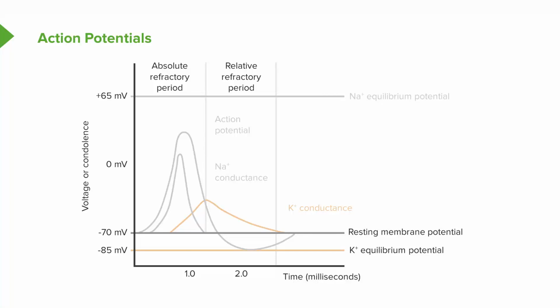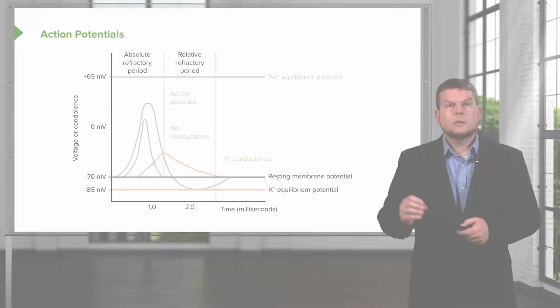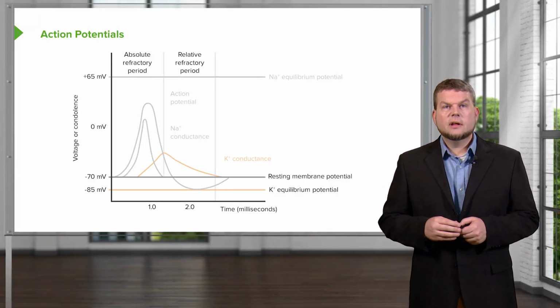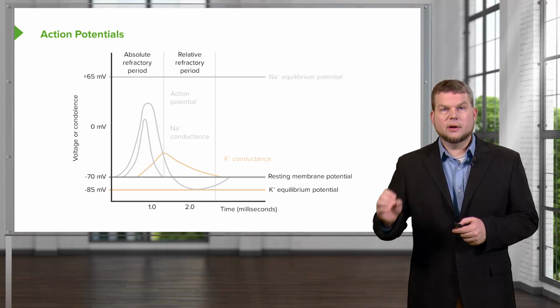Why are they traveling in the directions they are? Because the membrane potential will want to go towards the equilibrium potential of whichever ion we're looking at. So if we open up sodium channels, it wants to travel towards the sodium equilibrium potential. If we open up potassium channels, it wants to travel towards the potassium equilibrium potential. Besides equilibrium potentials, there's one other thing we need to discuss, and that is refractory periods.